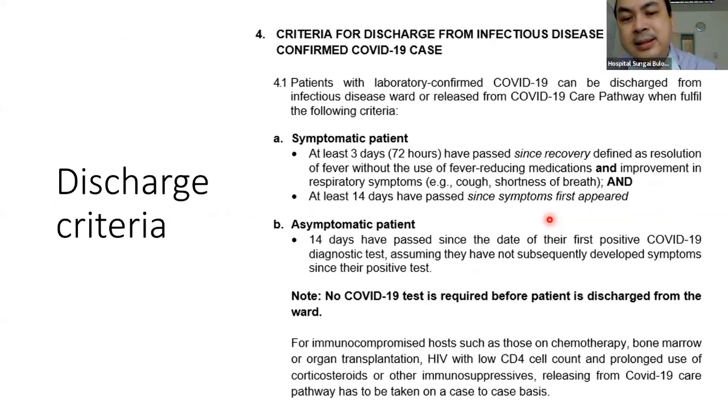Discharge criteria: if the patient is symptomatic, then the patient needs to be asymptomatic, or the symptoms have all dramatically improved, for at least 72 hours. Okay, or at least 14 days since the symptoms first appeared.